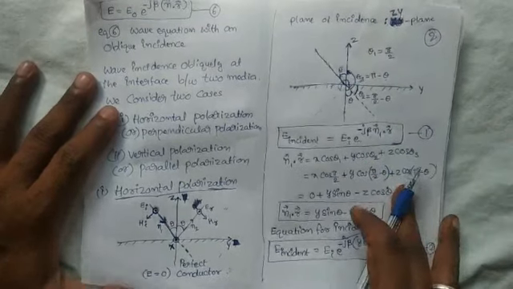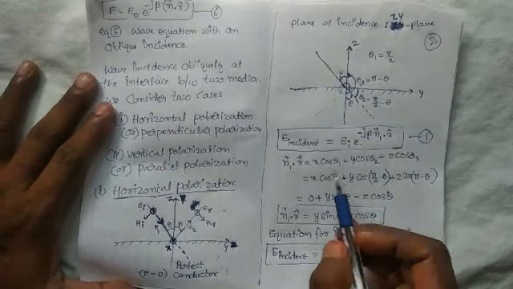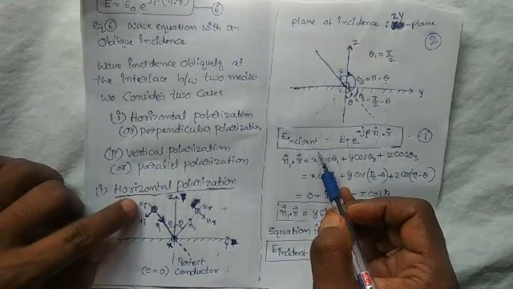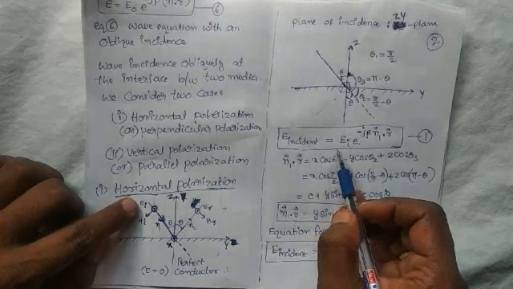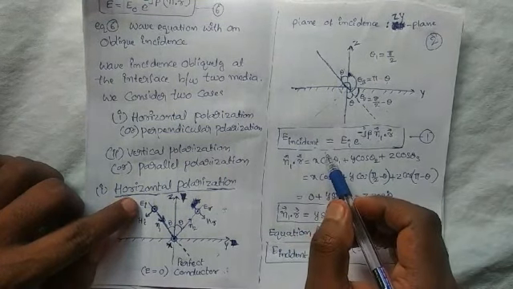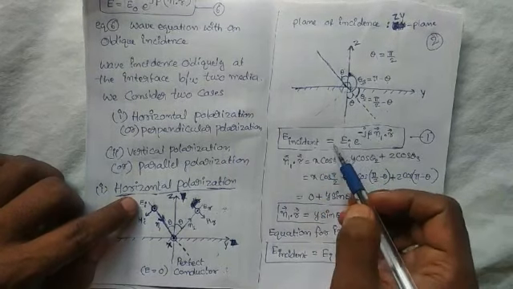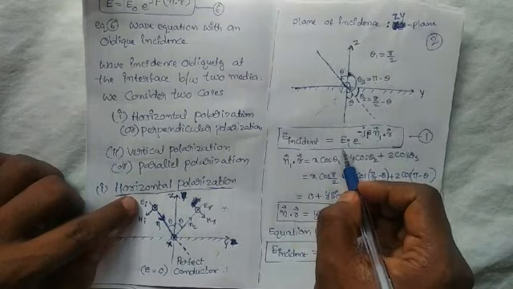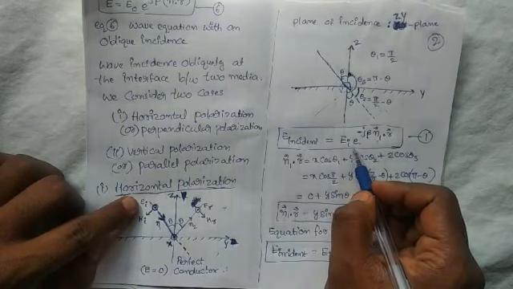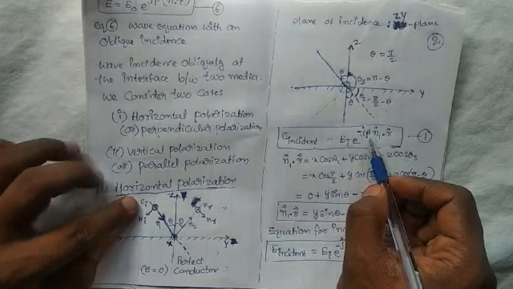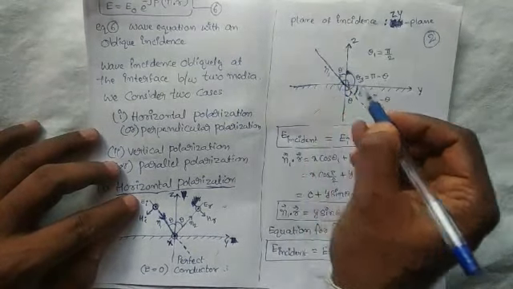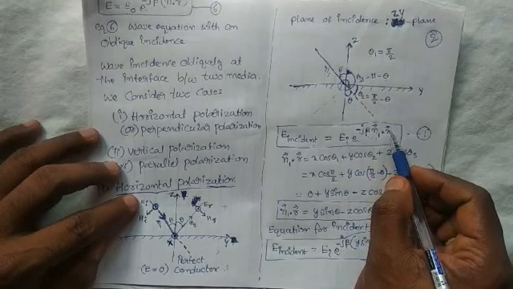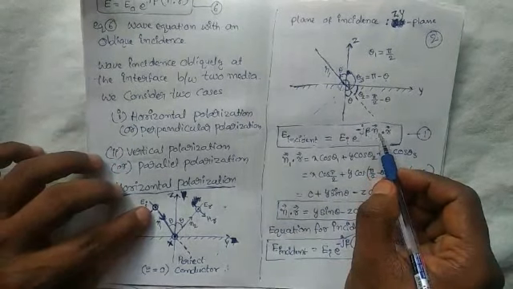Now we write the incident wave equation. In terms of electric field intensity, E incident is equal to Ei into e power minus j beta n1 dot r, where Ei is the magnitude of the incident wave, expressed in magnitude and phase form. Here r is the position vector and n1 is the unit vector in the direction of the incident wave.